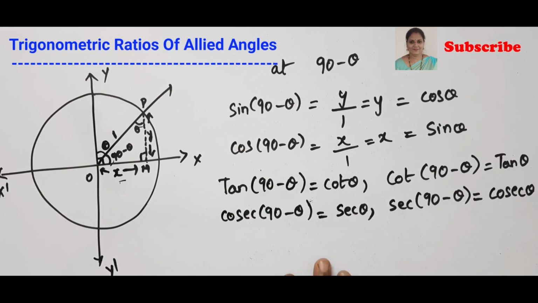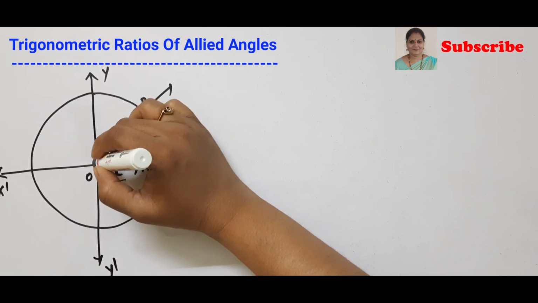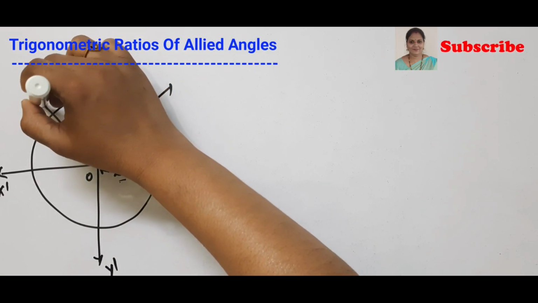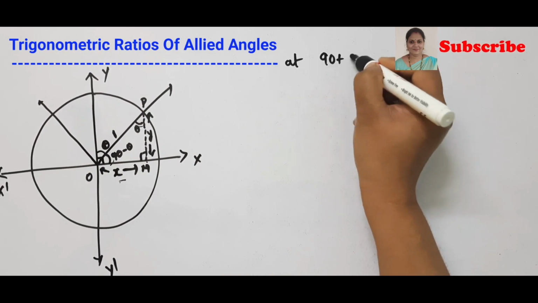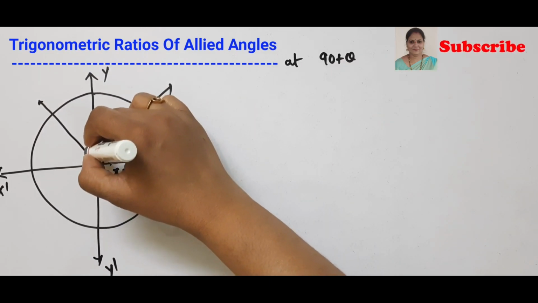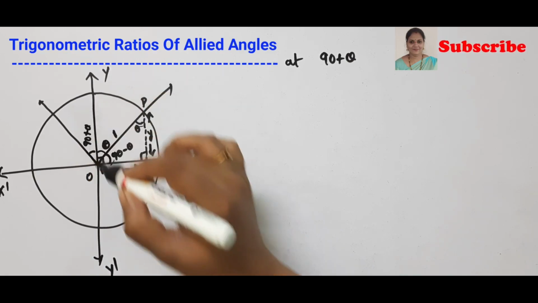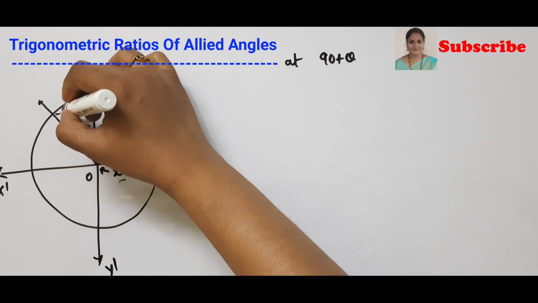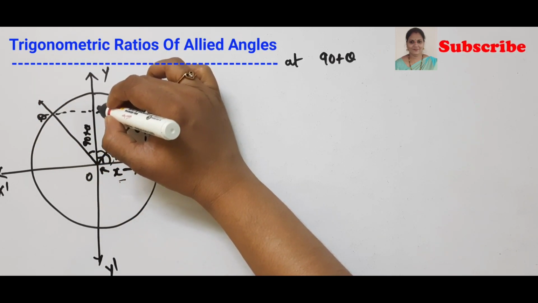Now let us study the trigonometric ratios at 90 plus theta. 90 plus theta means the terminal ray will be making an angle here. At 90 plus theta we are studying now. So this angle will be 90 plus theta. Draw a perpendicular from here to here. Let this be Q and this be N.